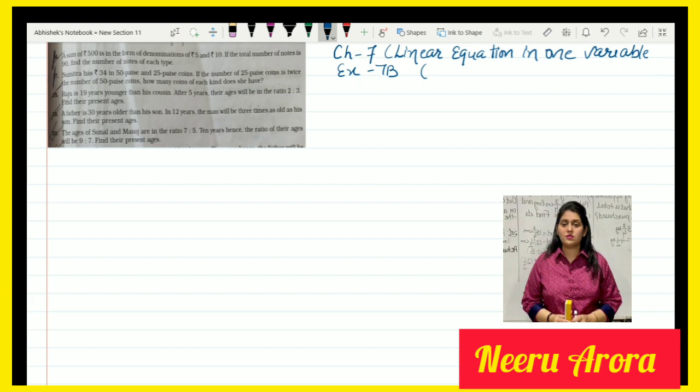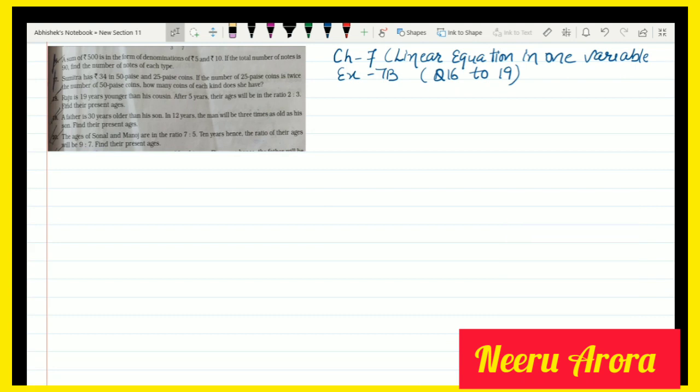Now look at question number 16. A sum of rupees 500 is in the form of denominations of rupees 5 and 10. If the total number of notes is 90, find the number of notes of each type.